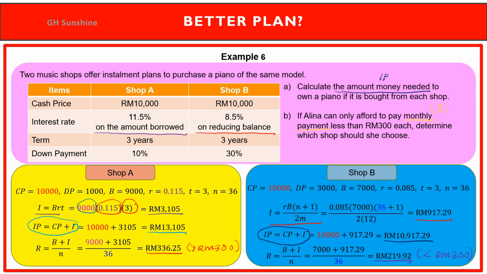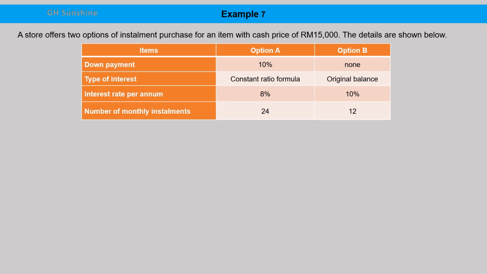Why? Because the monthly payment less than RM300. But if based on installment price, still same answer, which is the installment price for shop B is lower than the installment price of shop A. So this one, how we want to choose better plan based on two different shop. Therefore, Alina can choose shop B. Okay guys, proceed to next example.